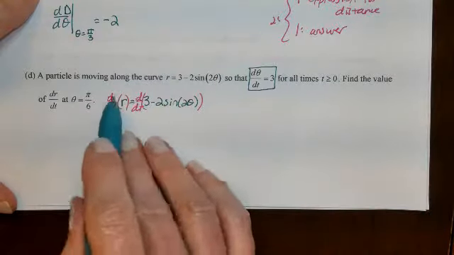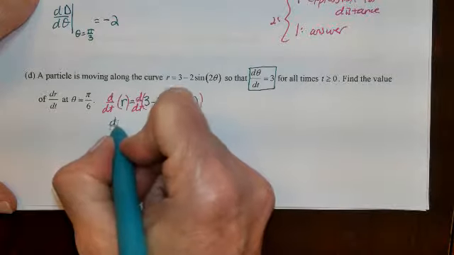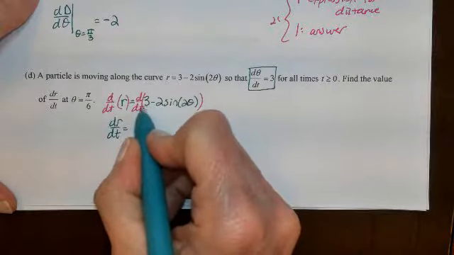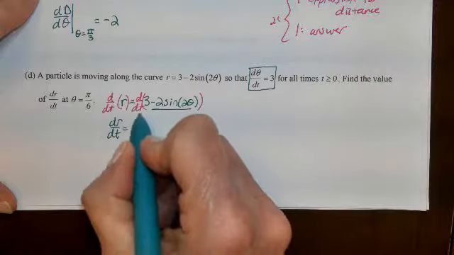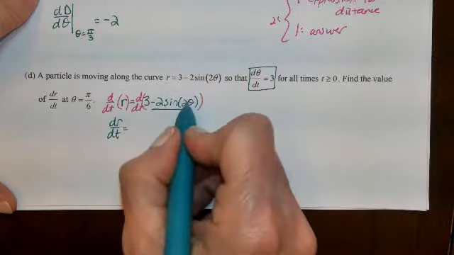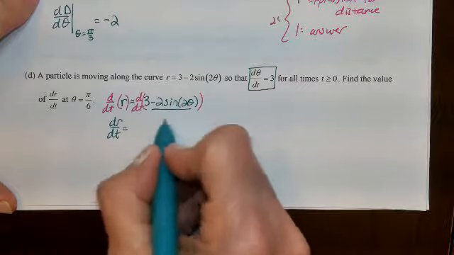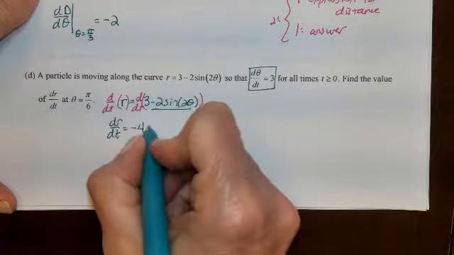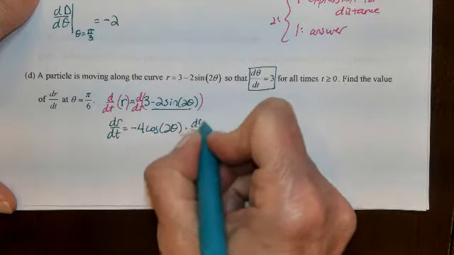So the derivative with respect to t of r is 1 dr/dt. Implicit differentiation: the derivative of 3 is 0, and then we need the derivative of this with respect to t. Well, first I'm going to take the derivative with respect to theta, and then I'll multiply by d theta/dt, implicit differentiation. So the derivative with respect to theta is negative 4 cosine of 2 theta, and then we'll multiply that by d theta/dt.